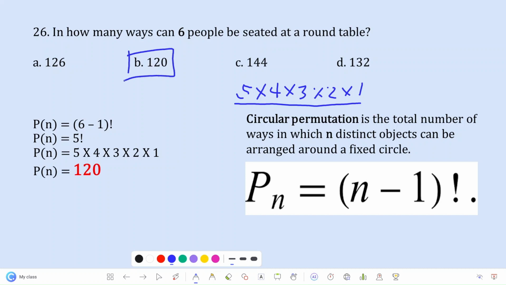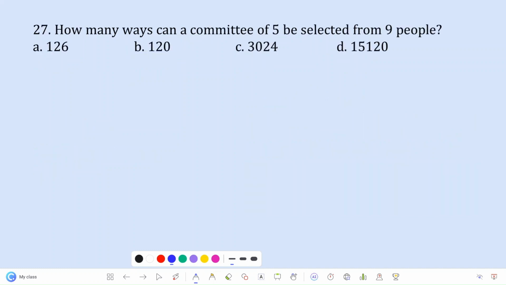Okay, basta tandaan po kapag ang mga bagay ay inaayos sa isang fixed circle, ang ating pong gagamitin ay circular permutation formula, which is P of n is equal to n minus 1 factorial. So, napakadali po. So, let's proceed to ating item number 2, which is item number 27.